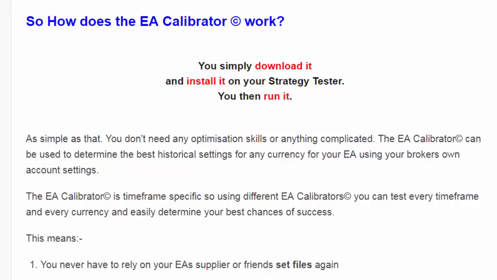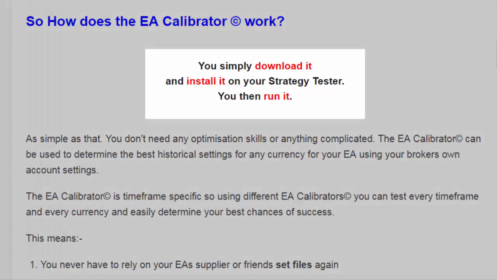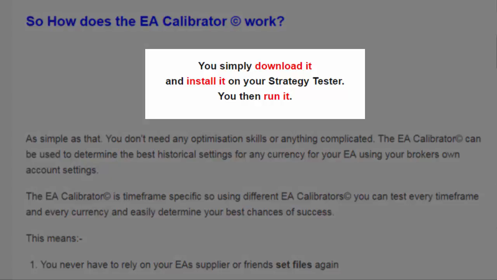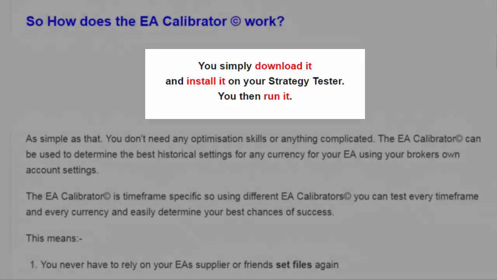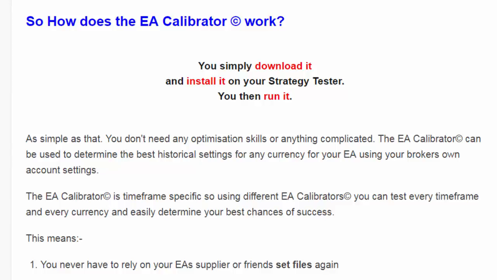So how does this EA Calibrator work? It's very simple. You just download it, you install it on your strategy tester, and you run it. You don't have to do any settings for the EA or anything like that. That's already done for you, and you just run it. You don't need optimization skills or anything that complicated.